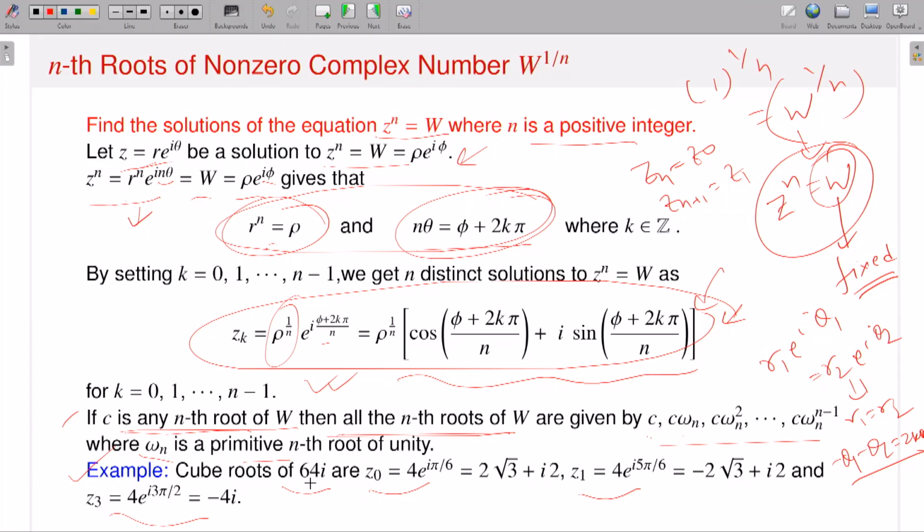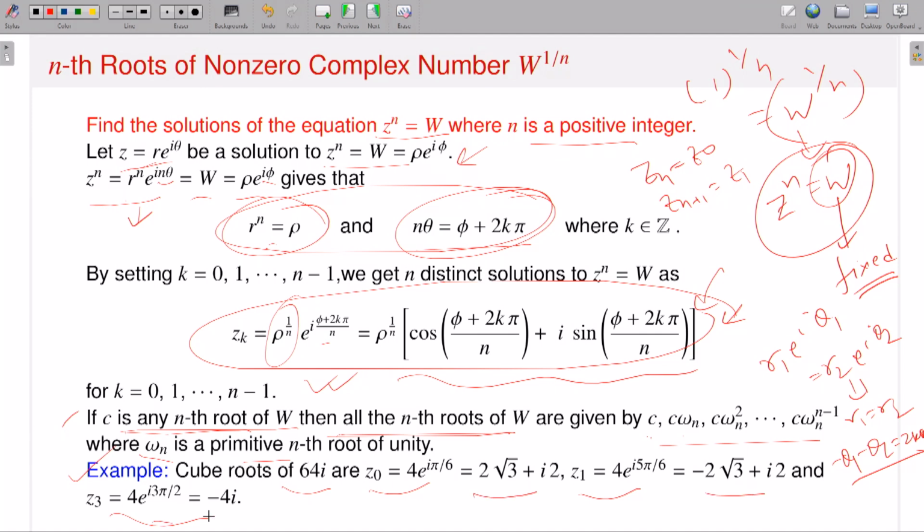Earlier you had z to the power n equal to 1. This time you have z to the power n equal to 64 times i. Since I am talking about cube roots, there will be 3 distinct values, z_0, z_1 and z_2, which are exactly of this form. You have this formula. You just write it in exponential form, equate, and you can do that. I leave it as an exercise.